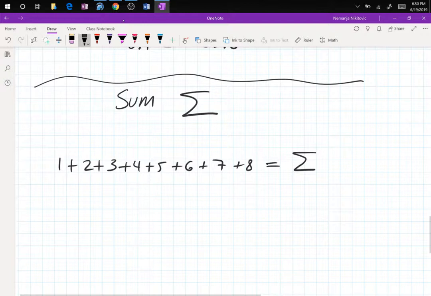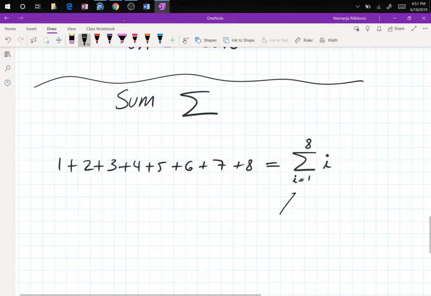Notation works this way. This symbol stands for sum. So sum all values, say I, where I goes from 1 to 8. For those of you who are programmers, this is a loop. If you know programming, this is a loop. Plug in the values 1 through 8 for I, one at a time.